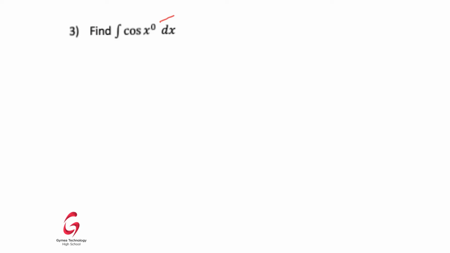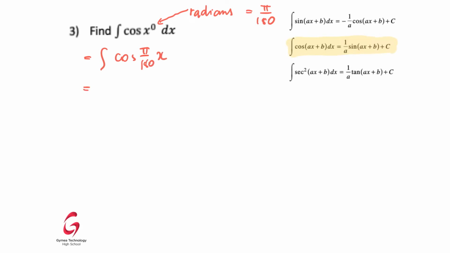Okay, example 3, and it says find the integral of cos x, but it's got this little funny symbol here. Just remember, this means radians, and that means 1 radian, which is equal to pi on 180. So what this means is we're really finding the integral of cos pi on 180 x. We're going to use that second standard integral.